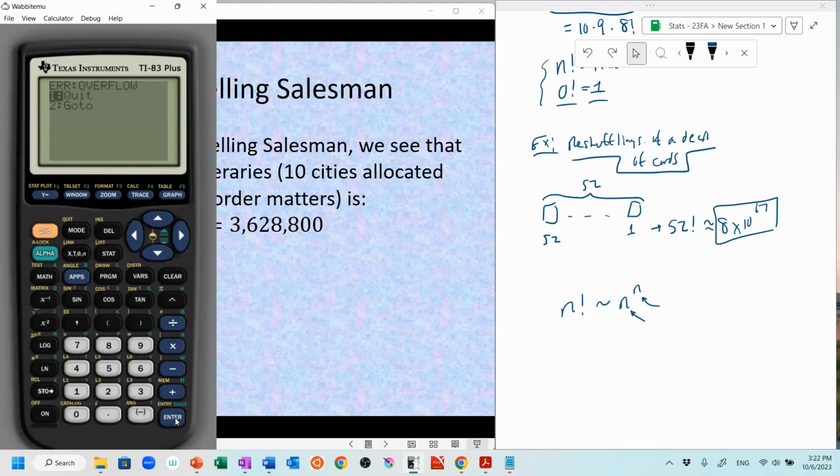Now this could change depending on what calculator you have. Some more modern calculators might be able to do higher numbers factorial. But for the 83, 69 factorial is the highest factorial that it can do without overflowing. This actually becomes a bit of an important point later on.